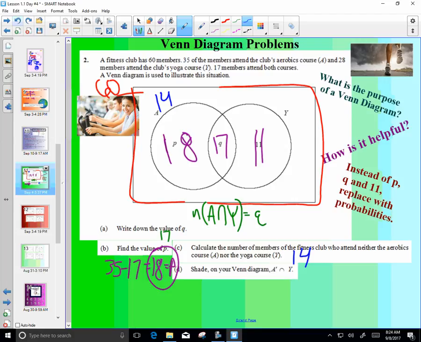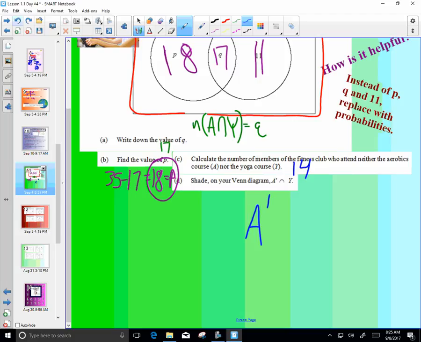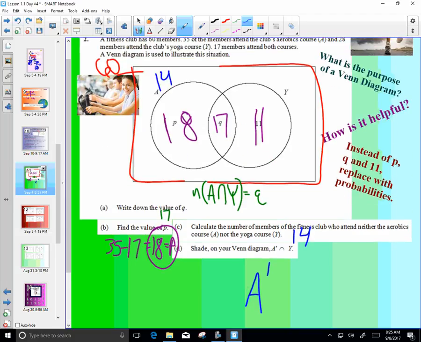Shade on your Venn diagram A intersect Y, except A has this little mark by it. What does that do? What do you think? So A is everybody in aerobics. What do you think not A is? No idea? Just only in aerobics? Nope. You're close though. That's what 18 would be, only in aerobics. Good guess. Anybody else want to try it?